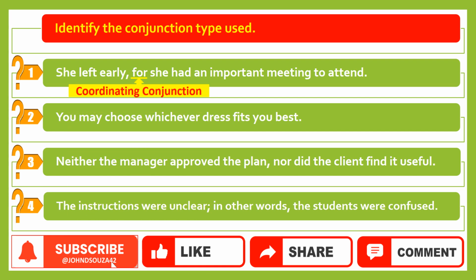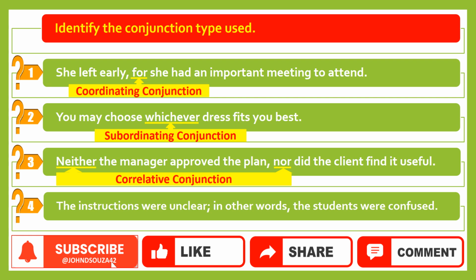"For," a coordinating conjunction, connects two independent clauses showing reason or cause. "Whichever," a subordinating conjunction, introduces a dependent clause showing choice. "Neither nor," a correlative conjunction, correlates two negative ideas showing parallelism. "In other words," a conjunctive adverb, introduces a restatement of the previous sentence.